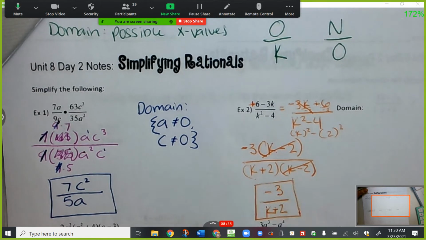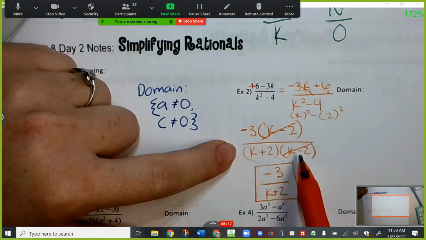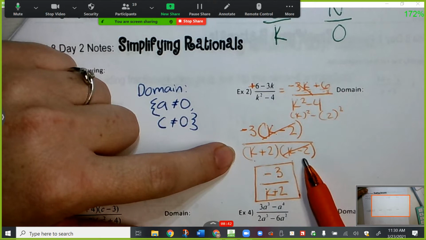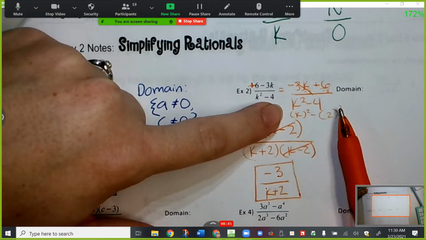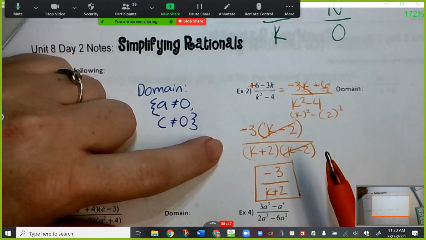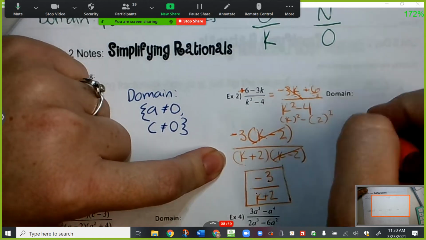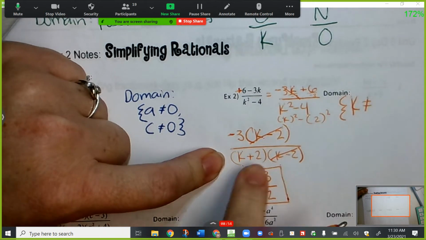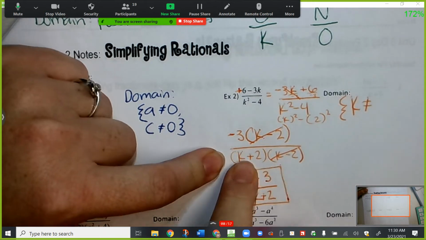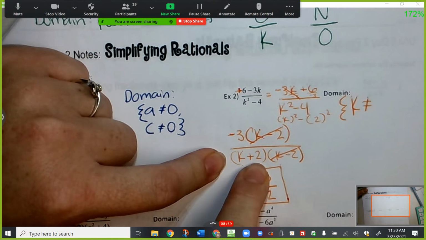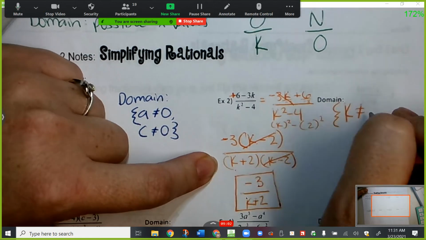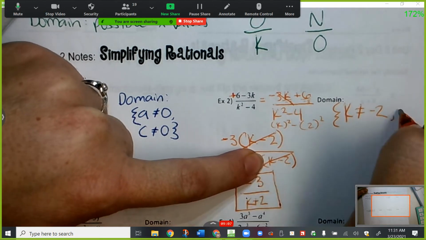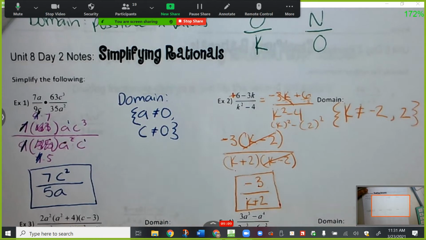And now our domain. Remember, you look before you canceled anything, okay? And I will tell you, it's easier to look at your factored domain than your original, because here you'd have to solve that for 0, but here it's a lot easier. I know that k cannot equal whatever makes either of these sets of parentheses 0. Well, what cancels a positive 2? A negative 2. And what cancels a negative 2? A positive 2. So k cannot equal negative 2 or positive 2.